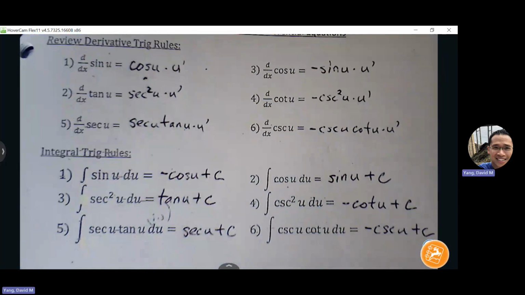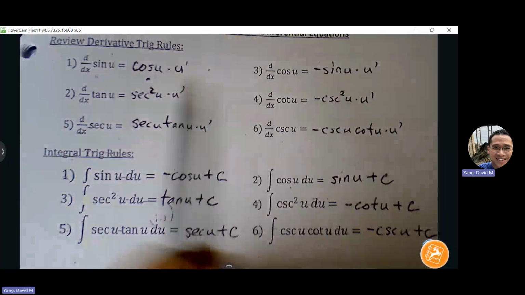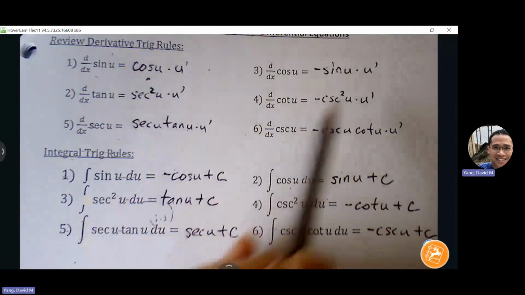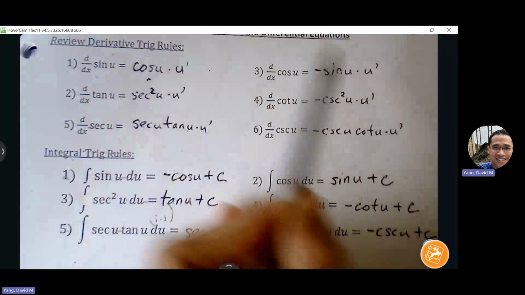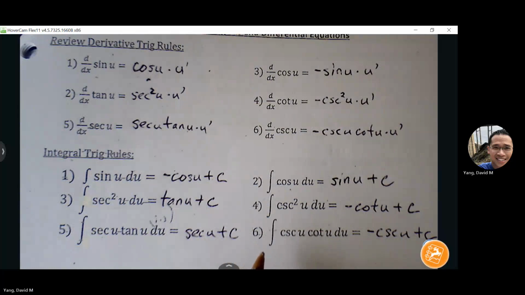So these are pseudo new rules, but not really, right? If you know your derivative rules and you know you're just working backwards, all these 6 rules are there in front of you. There's no need to memorize these. You already know these 6, just use these 6 to get to these other 6 rules.